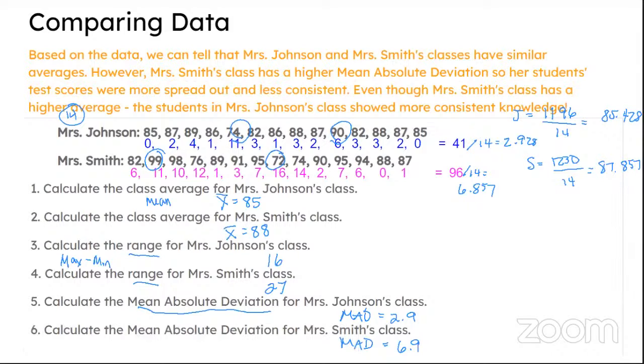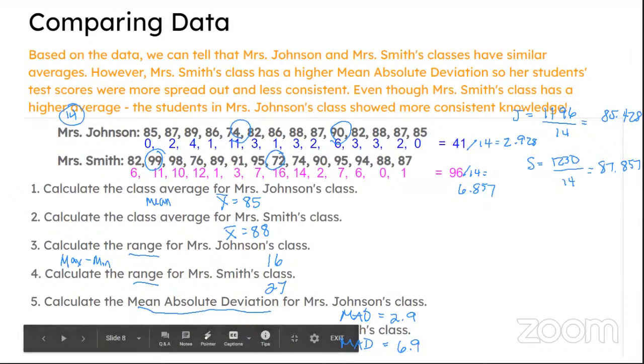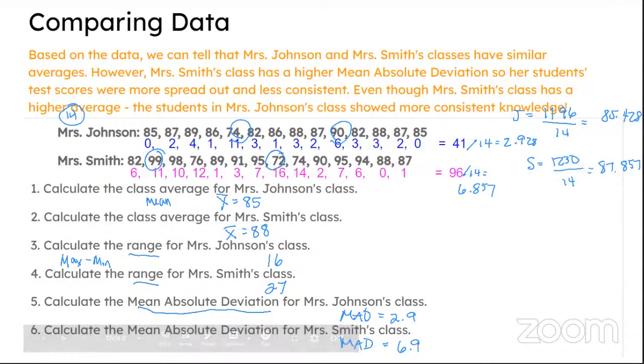So based on the data, we can tell Miss Johnson and Miss Smith's class have similar averages, 85 and 88. However, Miss Smith's class has a higher mean absolute deviation. So her students' test scores are more spread out and less consistent. So even though Miss Smith's class has a higher average, the students in Miss Johnson's class show more consistent knowledge. So that's what interpreting this data is.